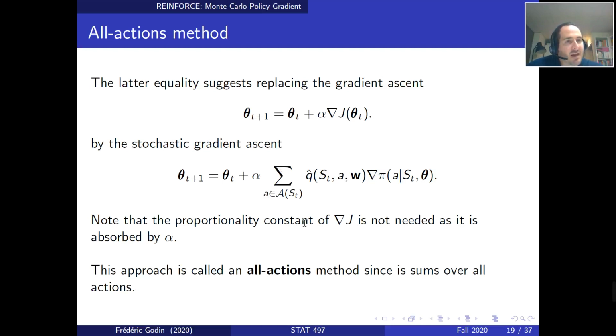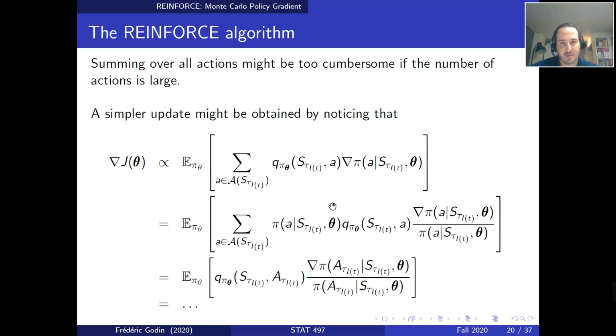But in practice, if the action space is too large, say you have 1,000 actions in a given state, then you might not want to sum across all actions. It might take too much time or be too inconvenient, especially if for some actions you don't have very good estimates. So we will continue refining this all-actions stochastic gradient ascent to circumvent the need to sum over all actions. How will we do that?